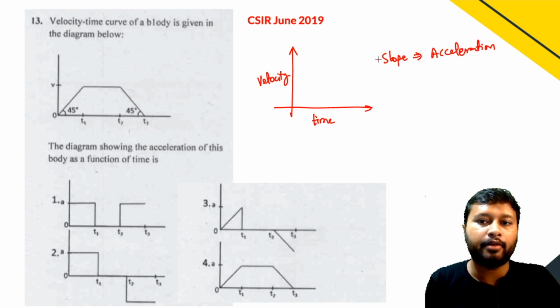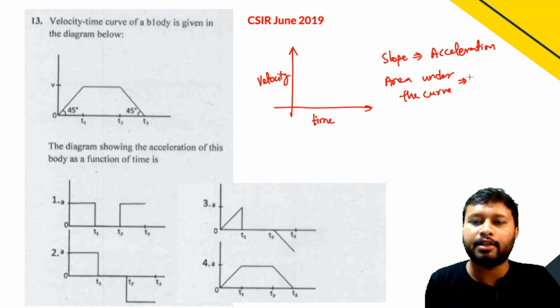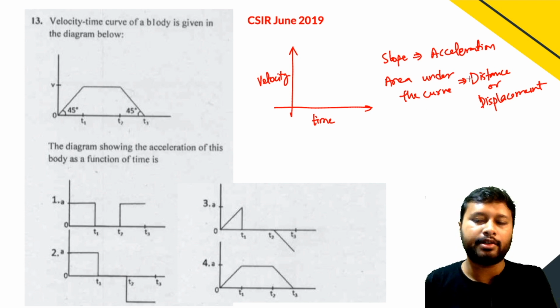The slope of this graph gives acceleration, whereas the area under the curve gives you distance or displacement. If it is velocity, it will give displacement. If it is speed, it gives you distance. So these two things you have to understand. This is basic physics and you all should know. Why it happens, I'll explain to you also.